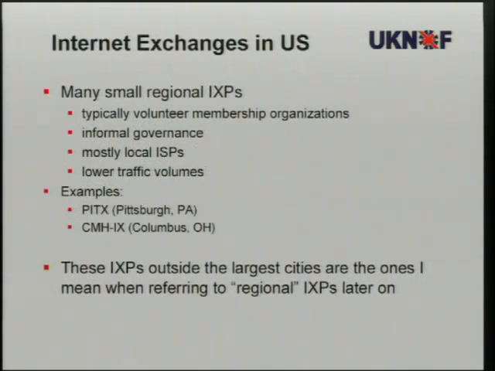But there's lots of little ones as well, which for this presentation I'm going to call regional ones. Slightly different ball game there. Typically volunteer membership organizations, pretty informal governance. Mostly it's local ISPs rather than backbone tier one type people that have got together. Consequently lower traffic volumes. As I say, there's lots of them. The two that are physically closest to where we are today are in Pittsburgh and in Columbus. And these are the ones I'll talk about a bit more later on.